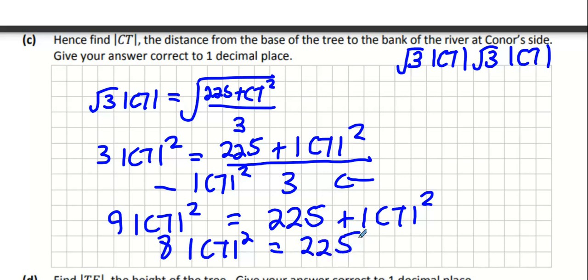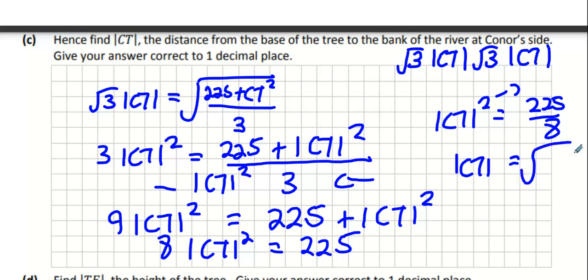Now, just got to check the old marking scheme on this. Hopefully we're going the correct way. Yep, they're all good. Divide 225 by 8, so you're going to get CT squared equals 225 divided by 8. And then you're going to square root that. CT, get rid of the squared by doing the square root sign. And lo and behold, you should be able to get 5.3 meters when you put that into the calculator.